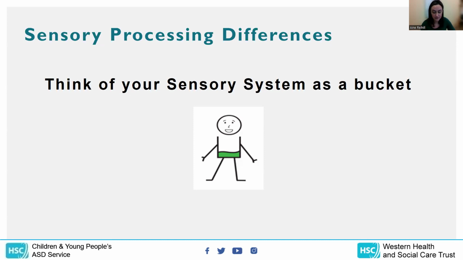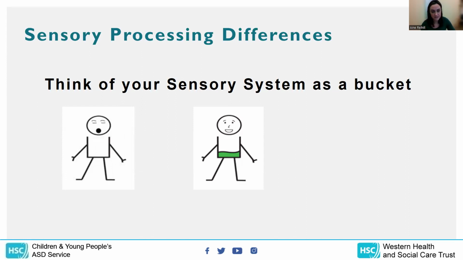In this slide, the body represents a bucket. We all have different sized sensory buckets for the amount of sensory input we need and the amount we can tolerate. Some will respond well to the information they receive from their senses and from their environment. And this is represented by the green bucket, and the child presents as calm and alert.